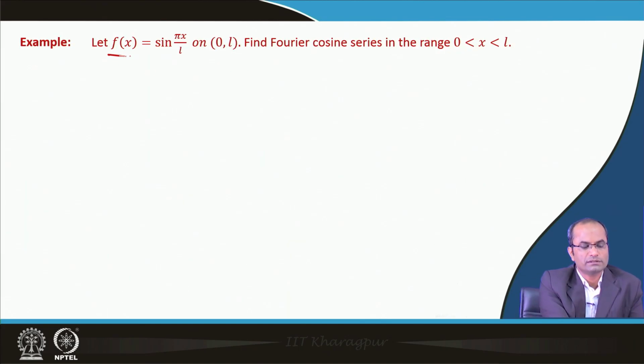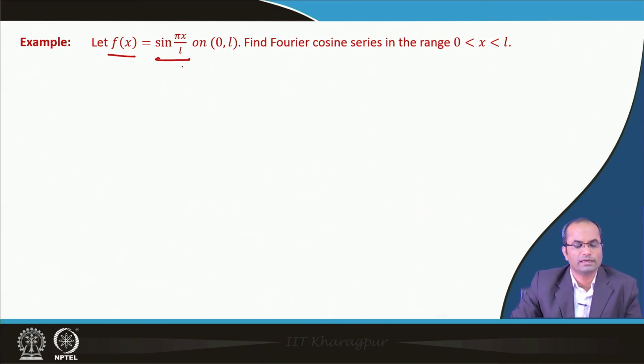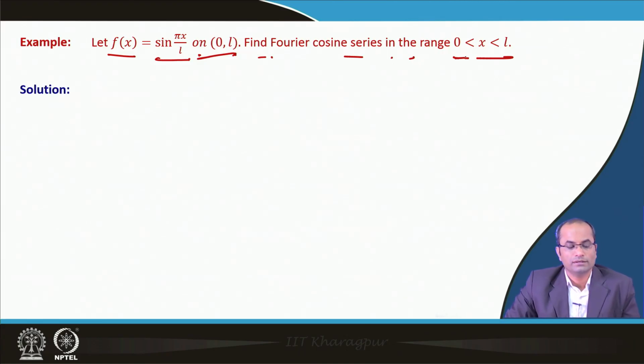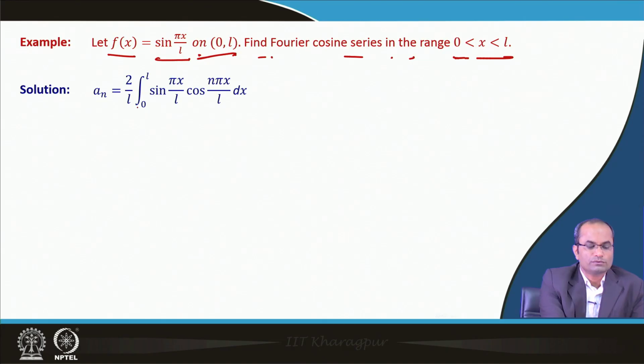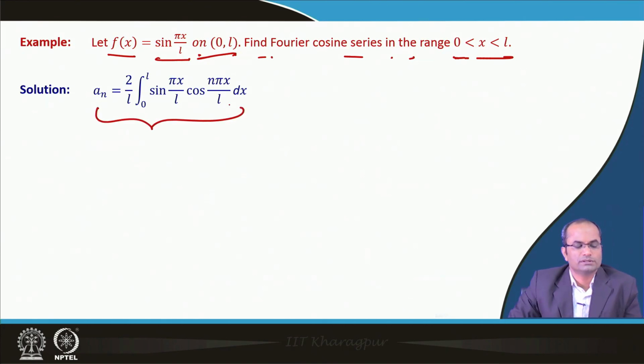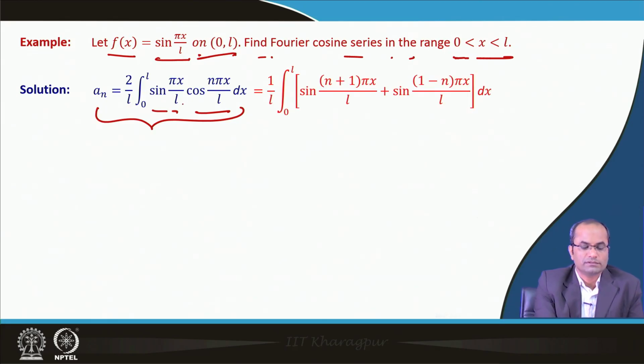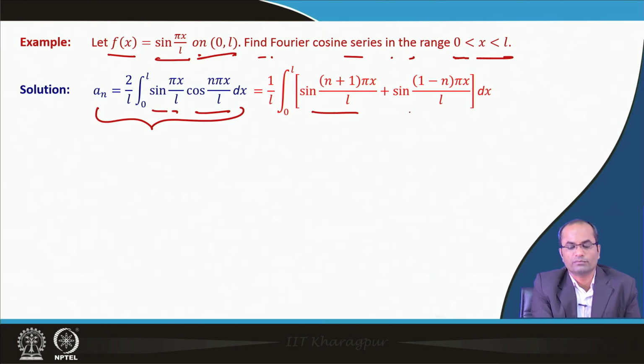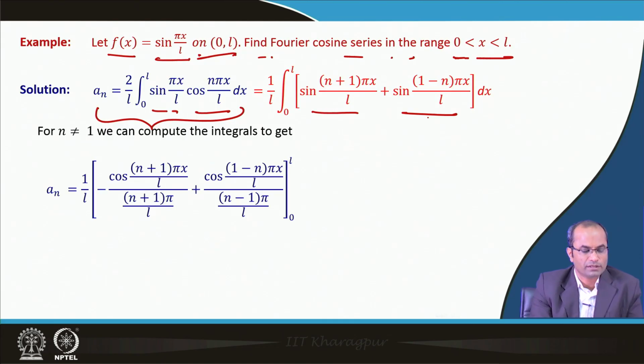Here we will consider f of x as sine pi x over L in the interval 0 to L, and we will write down its cosine series in this range 0 to L. So, again similar steps. For the cosine series we have to compute a n, which is 2 over L, integral from 0 to L, of sine pi x times cosine n pi x over L. So, we can use the 2 sin a cos b formula, and then integrate it. I believe we can proceed further.